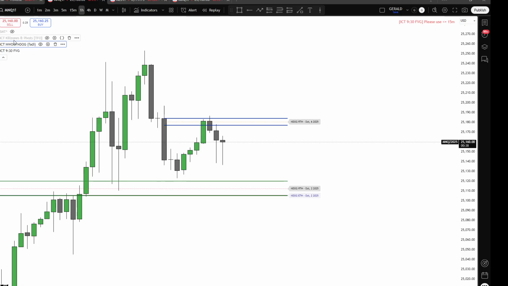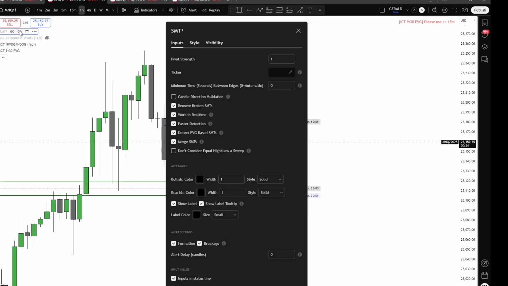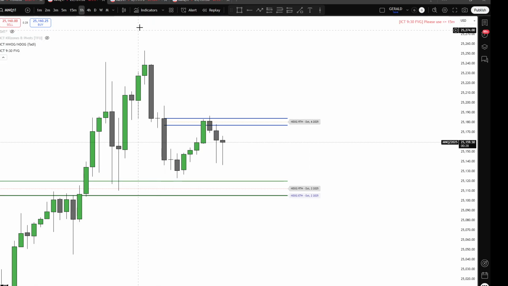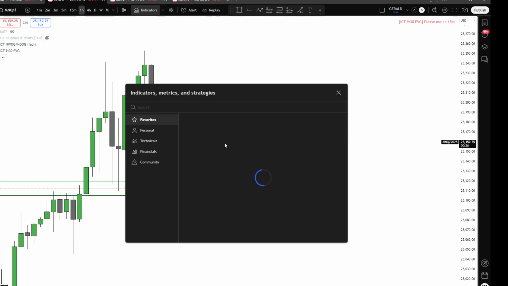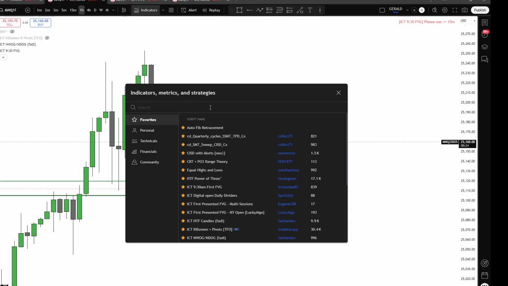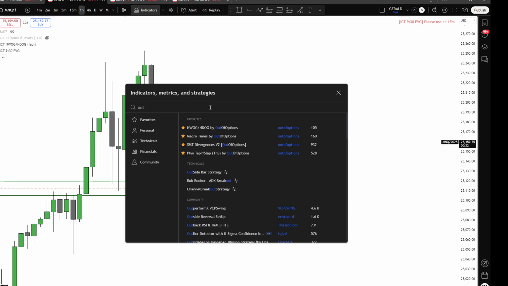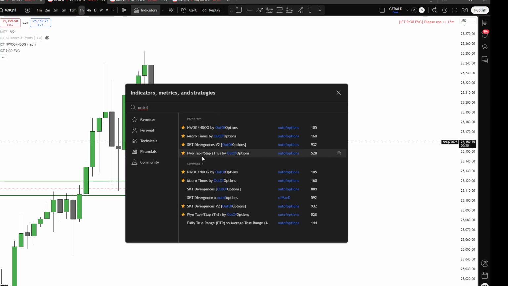Someone was asking which indicator I use for SMT. There is this indicator called Out of Options. Just put it in your TradingView, just come and search Out of Options. So here, SMT Divergence version 2 by Out of Options. This guy makes some really cool indicators.